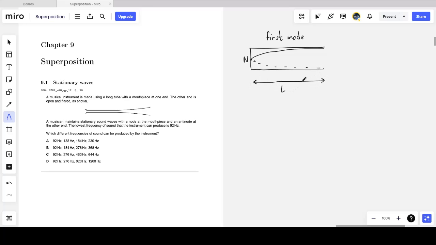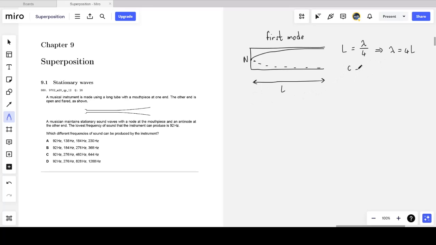That's not going to change. What we can see is that there's a quarter of a wavelength fitting inside L, inside the instrument. So the length is a quarter of a wavelength, lambda over 4, which means that the wavelength is 4 times L, and we don't know the length of this tube.